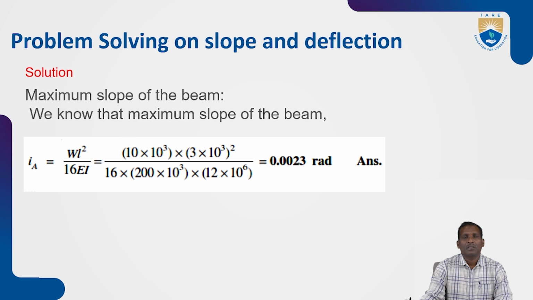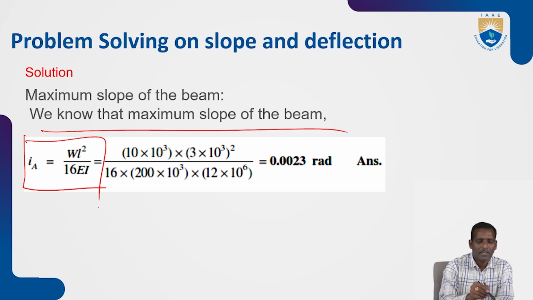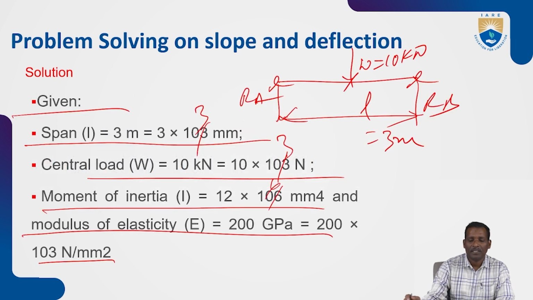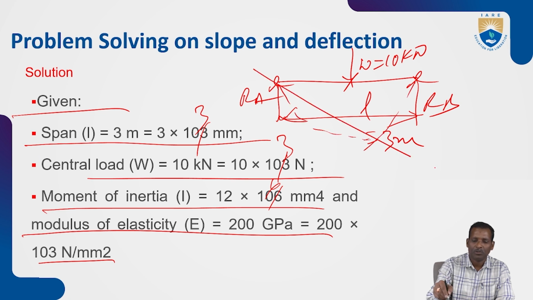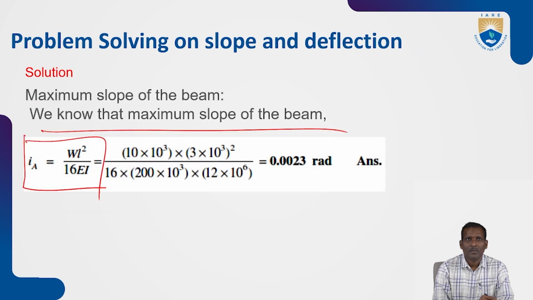Now see, we have already derived this equation. The maximum slope of the beam at A is WL square by 16 EI. At point A, that is the slope. Suppose it bends like this. So what is the slope at the B section, at point B? It is WL square by 16 EI.